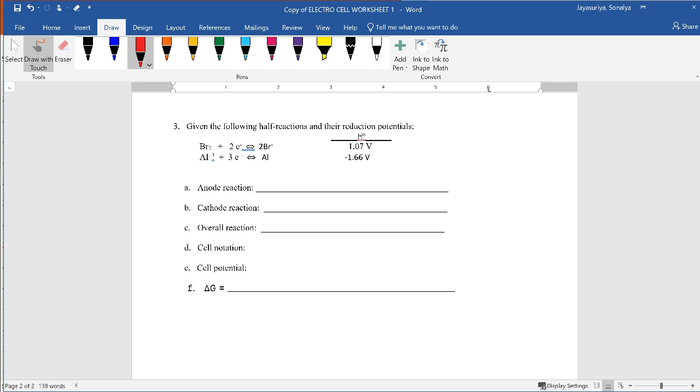So problem 3 is in a separate video because my Word document crashed. So that's fine. It'll be a short one, okay? So here's problem 3. You have been given 2 half reactions and their reduction potentials.